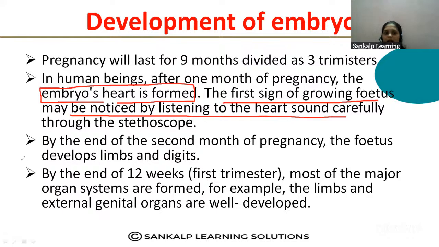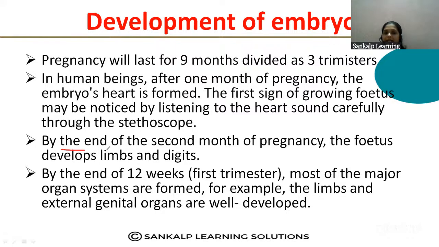So embryo heart formation happens when? They will give options: after 1 month, 2 month, 3 month, 9 month. Development of the heart takes place in the embryo after 1 month. Yes, so that is formed after the 1 month. That is also important. Understood?